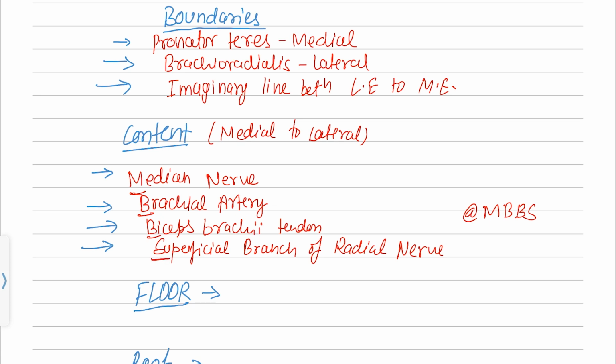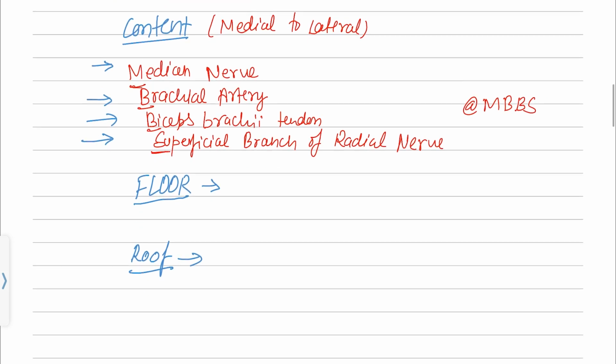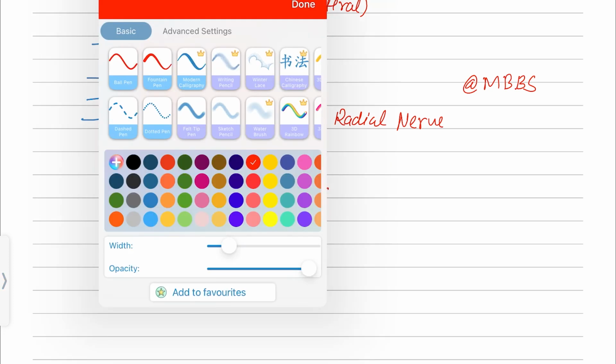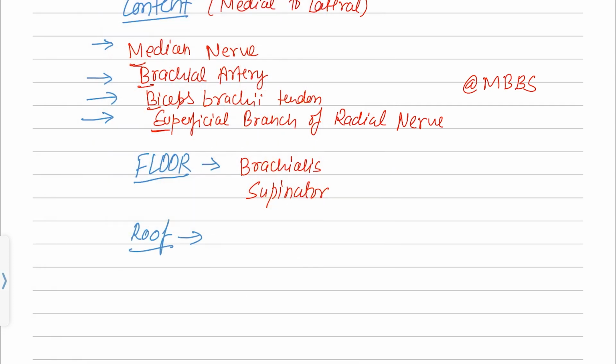So what constitutes the floor of the cubital fossa? The main muscle that constitutes it is the brachialis muscle. One of the major muscles of the anterior compartment of your arm is the brachialis muscle, and some part is contributed by the supinator muscle also. And what are the anatomical structures present in the roof?